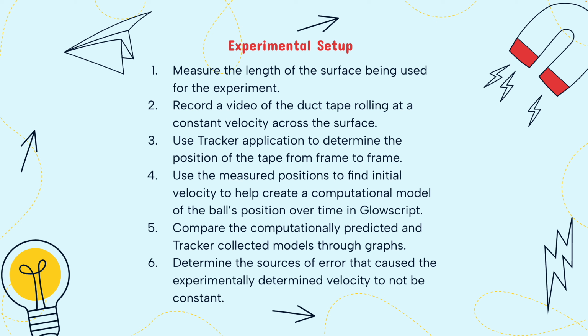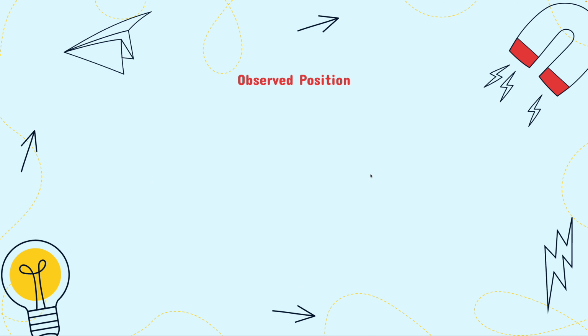Fifth, I compared the computationally predicted model and the Tracker collected models through one graph. And then, a little bit of a spoiler alert, I then determined the sources of error that caused the experimentally determined velocity to not be constant.